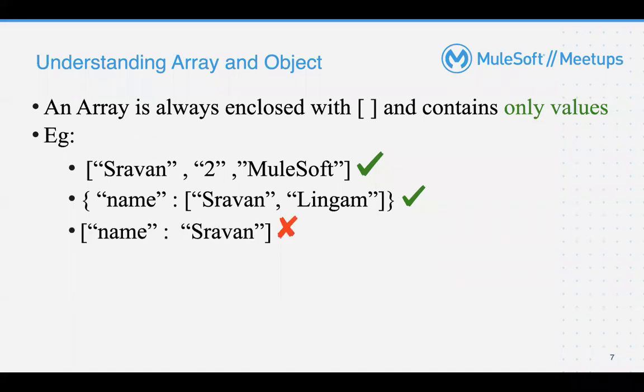Next, having something like this, an array won't accept, because arrays are only separated by commas, and it should not have key value pairs, it should have only values.